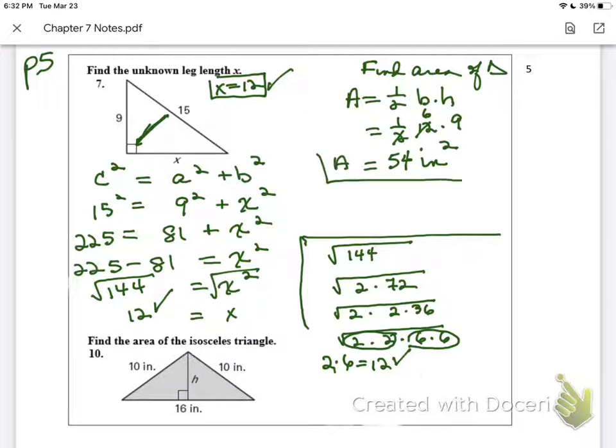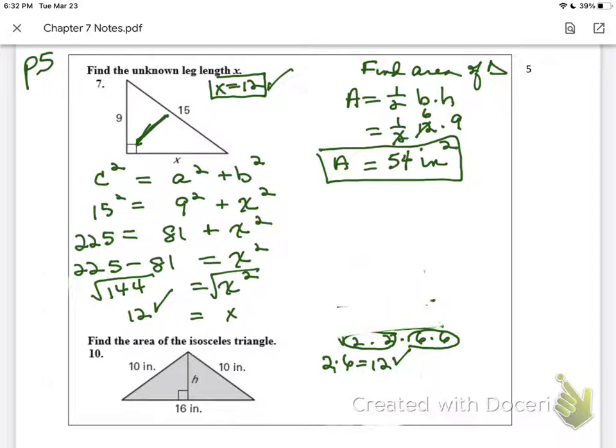Okay, so that's a little review of finding a missing side and then using that information to find your area. I would like to talk a little bit about this isosceles triangle at the bottom. And in order to do that, I think what I'm going to do is erase this so I have a little bit more room to work. And I will also change my color for you.